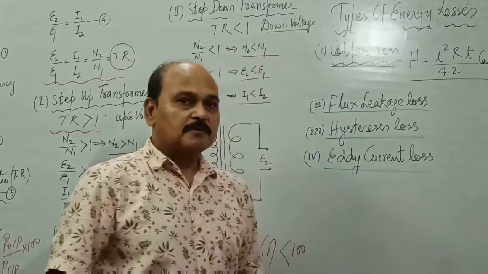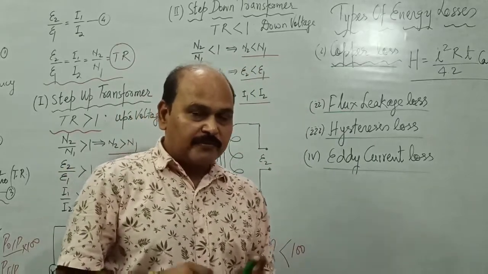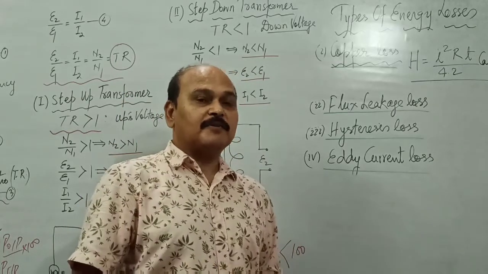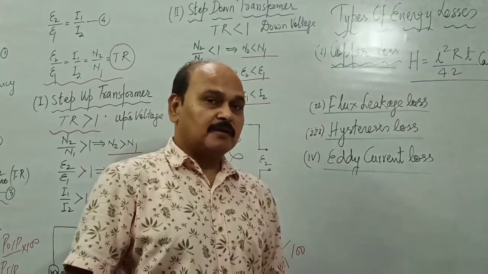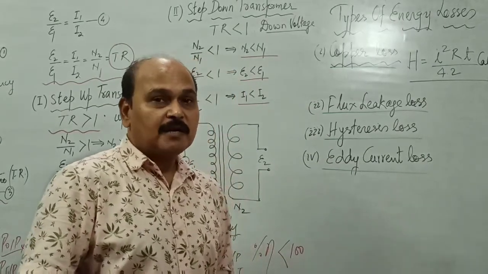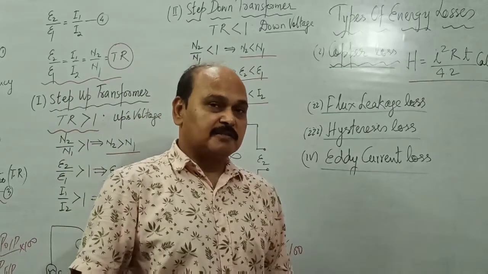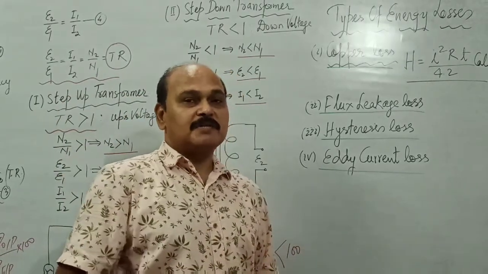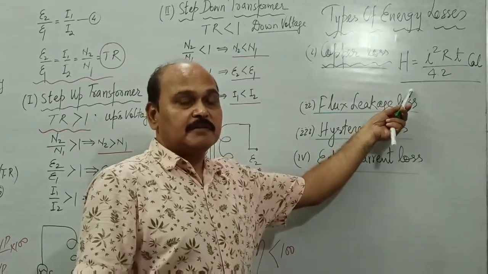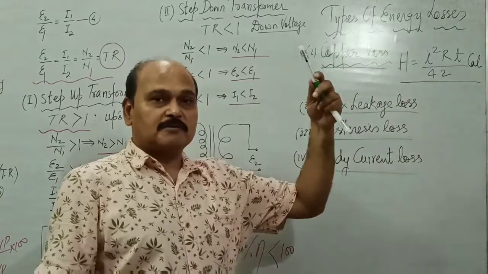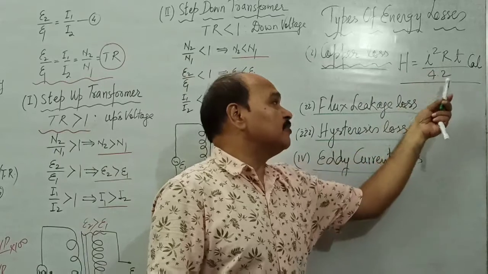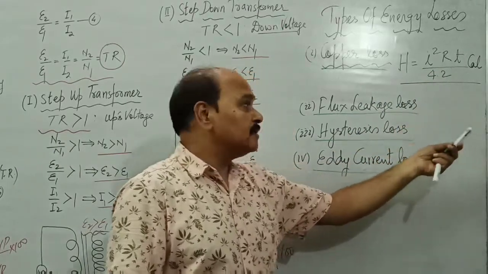What is copper loss? Copper loss is loss of energy in the form of heat across the copper winding of the primary and the secondary coil. So copper windings make up the primary and secondary coil, and these copper windings have certain resistance. As current passes through these copper windings, there is loss of energy in the form of heat, which is called copper loss. Mathematically, we write this loss of energy as I square RT upon 4.2 calorie.